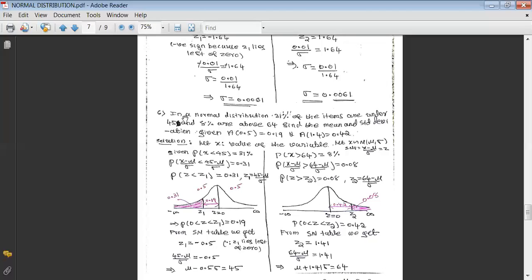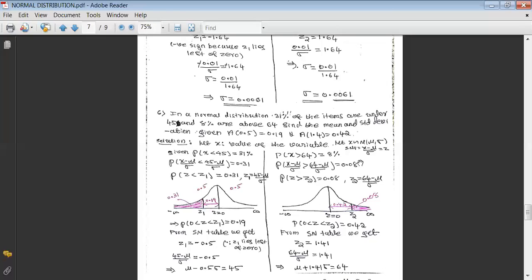Okay, the first information is 31% of the items are under 45, which means the probability that the variable x is less than 45 is 31%, and the probability that the variable is greater than 64 is 8%. That is, above 64 is 8%. This is the given information. As you know, these are normal.